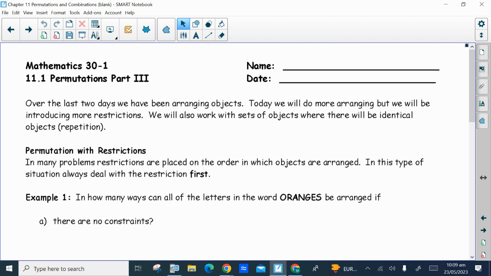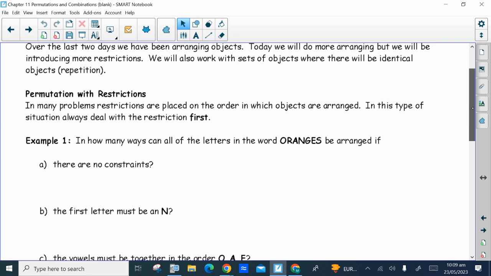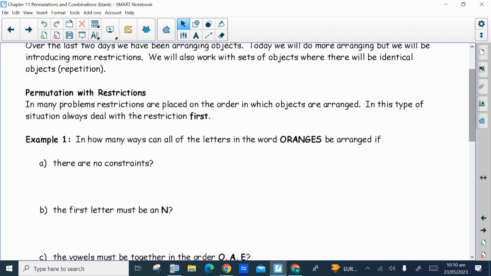So in many problems, restrictions are placed on the order in which objects are arranged, and in this type, we always deal with restrictions first. First example, how many ways can the letters of the word oranges be arranged if there are no constraints? So there are 7 letters in that word, and they can be arranged in 7 factorial ways.